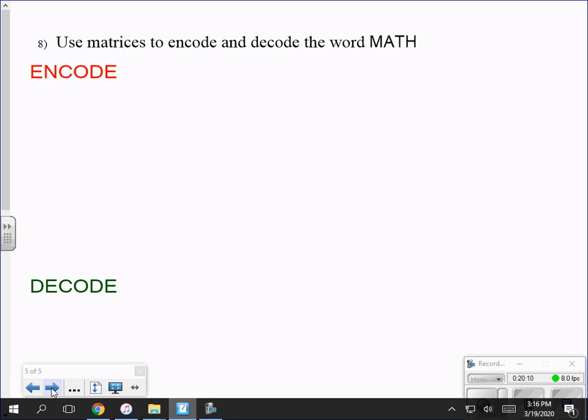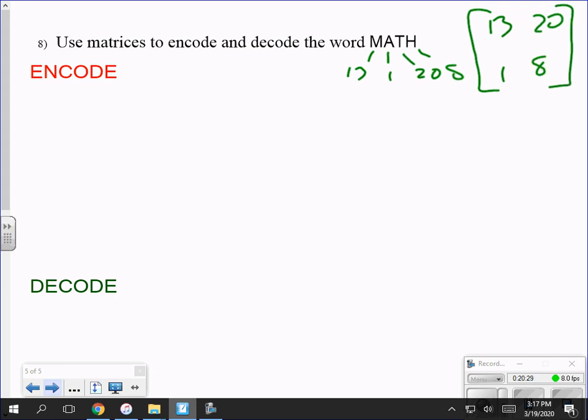What you do is you assign each of the letters a number. This is 13, that's 1, that is 20, and this one is 8. So I can make this into the matrix 13, 1, 20, and 8. Makes it nice. To encode it, you multiply it times an invertible matrix. So you have to have a matrix that does have an inverse.